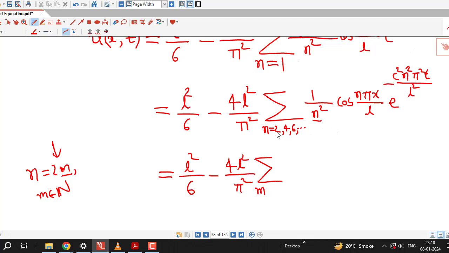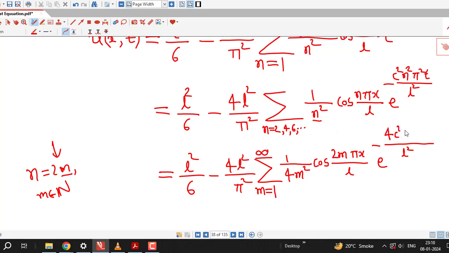Instead of writing n equal to 2, 4, 6, I will write sigma from m equal to 1 to infinity, and I will replace n by 2m in this summation. So n square means square of 2m, which is 4m square, and here instead of n, I am writing 2m pi x divided by L. Same thing here, e raised to minus, here I have to write L square. If I take n square, then that is going to be square of 2m, which is 4m square. So that I rewrite as 4m square c square pi square t.